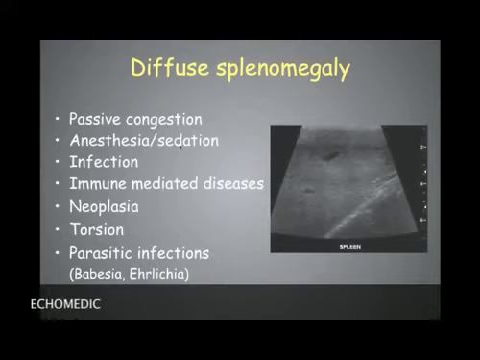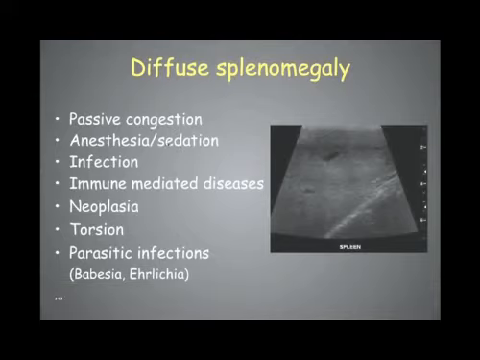We have really different possible diagnoses. It can be due to passive congestion, anesthesia, or sedation, which are the most common reasons why we see that. But it can also be secondary to infection, immune-mediated disease, or some parasitic infections, for example. In case of neoplasia, we can have a diffuse enlargement with a normal parenchyma. That's possible, for example, in lymphomas, but that's more rare. In general, we will see also some changes within the parenchyma. With torsion, the spleen will severely increase in size, but then we will also have some changes in the parenchyma, like we will see later.